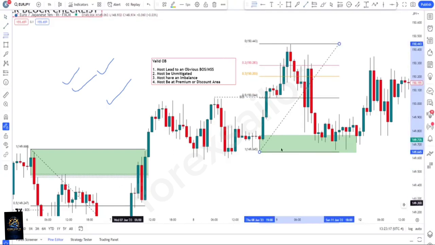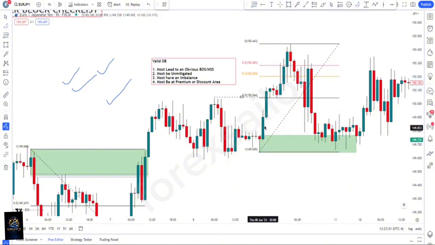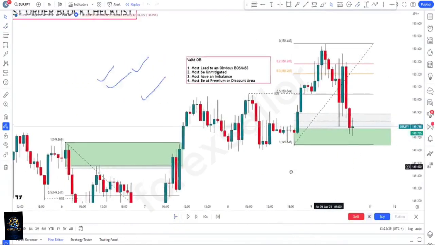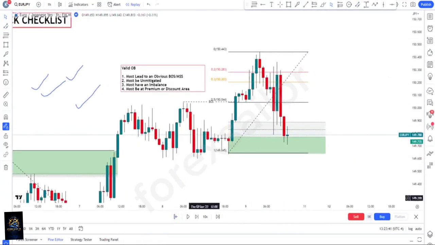This time we're dealing with a bullish movement at discount, and we can see an imbalance right here, a fair value gap very close to it. And this particular order block is unmitigated. So if we are taking a trade from that order block, I'm sure we may not have trouble. Let me adjust it so you can see.